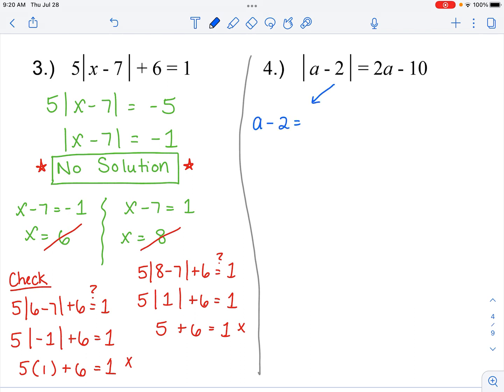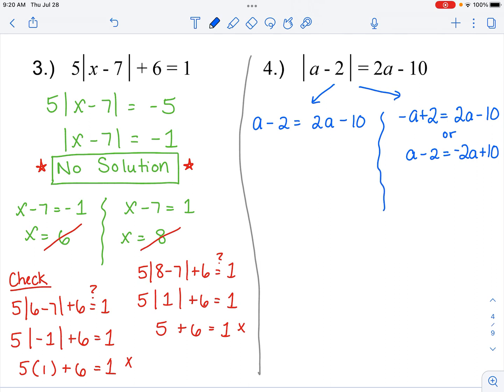So I'm going to go a minus 2 is equal to 2a minus 10. That's one case. The other case, I could negate the inside or negate the outside. I'm going to negate the inside this time. I'm going to get negative a plus 2 is equal to 2a minus 10. Again, the opposite that you could have done is you could have left it as a minus 2 and negated the right-hand side, which would have given you negative 2a plus 10. Negate the entire side. Now let's go ahead and solve these.